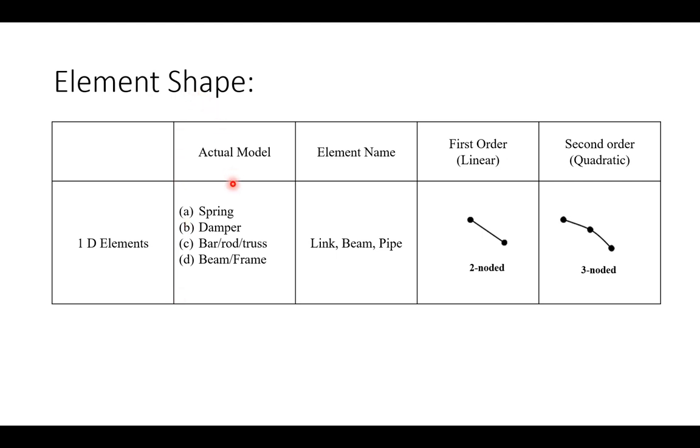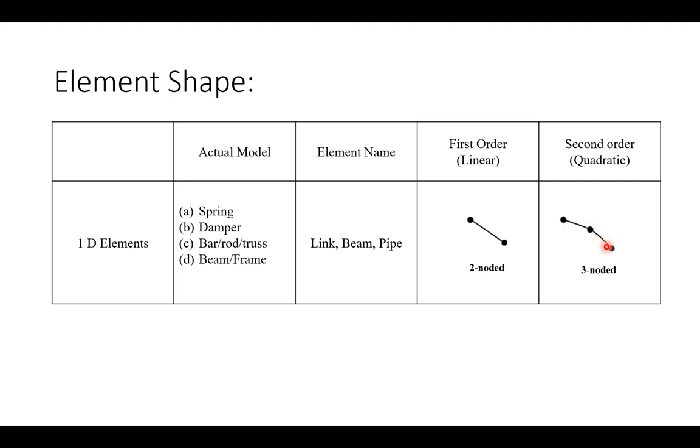The element shape, so spring, dampers, bar, rod, truss, beam, frames can be represented by a 1D element. The element name in ANSYS is link, beam, and pipe, and there is usually a number associated with that, like link 2, link 180, and each element is going to have its own feature. They could be either first order, which means that there are only two nodes, or they could be higher order or quadratic, or three noded.